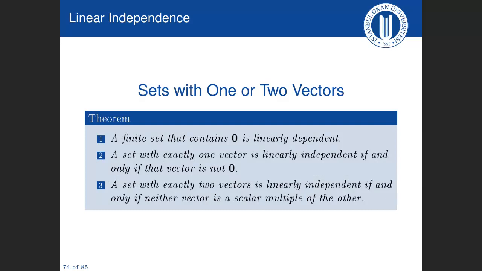Theorem: a finite set that contains the zero vector is linearly dependent. If one of the vectors in our set is 0, then it's linearly dependent. A set with exactly one vector is linearly independent as long as that vector is not 0. And a set of exactly two vectors is linearly independent if and only if neither vector is a scalar multiple of the other.